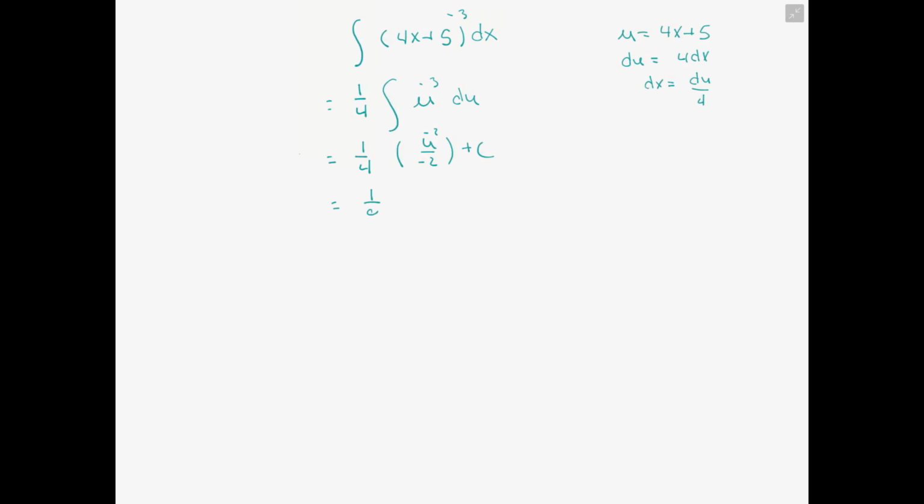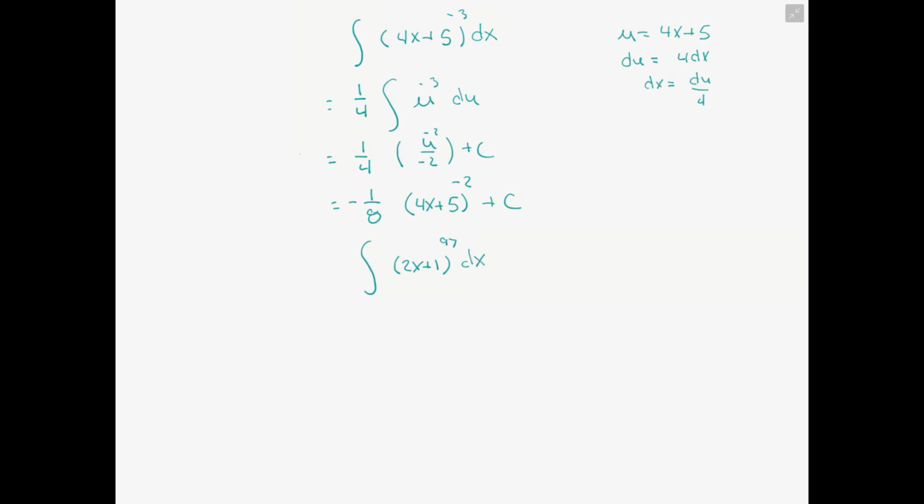u to the minus 3 du, and that's equal to 1/4 times u to the minus 2 on minus 2 plus c, and we substitute back in, minus 1/8 u, that's (4x plus 5) to the minus 2 plus c.